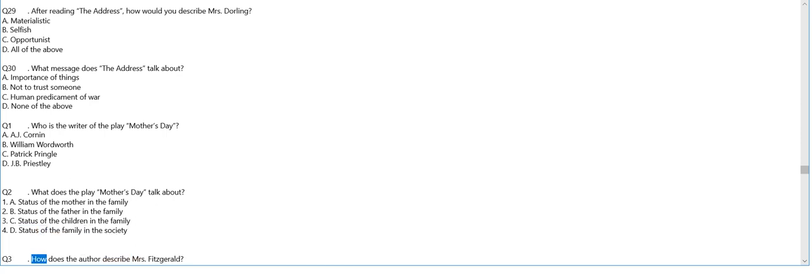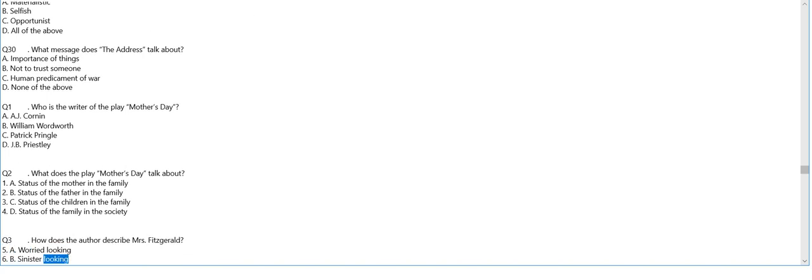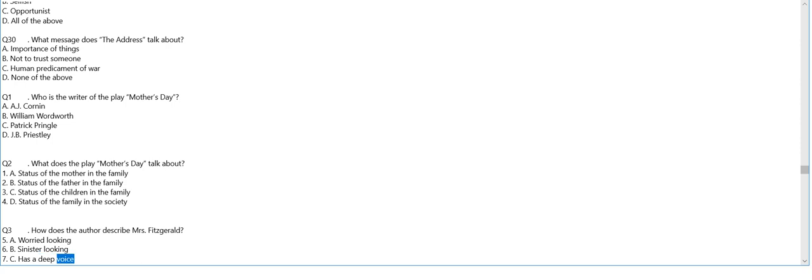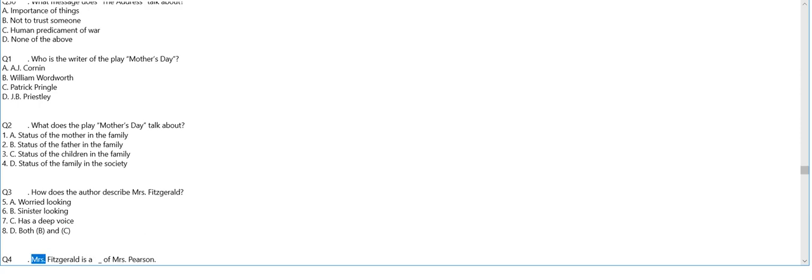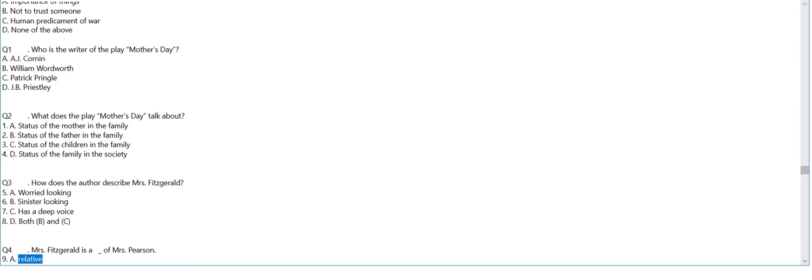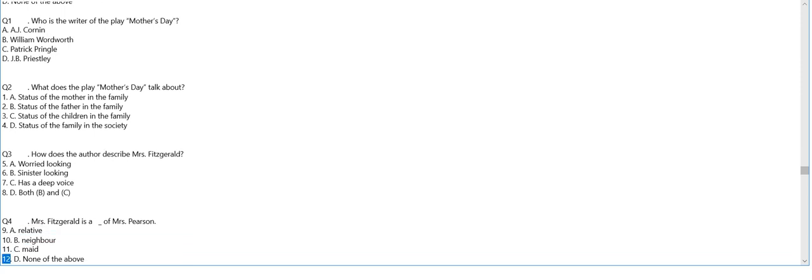Q3. How does the author describe Mrs. Fitzgerald? A. Worried looking. B. Sinister looking. C. Has a deep voice. D. Both B and C. Q4. Mrs. Fitzgerald is a blank of Mrs. Pearson. A. Relative. B. Neighbor. C. Maid. D. None of the above.